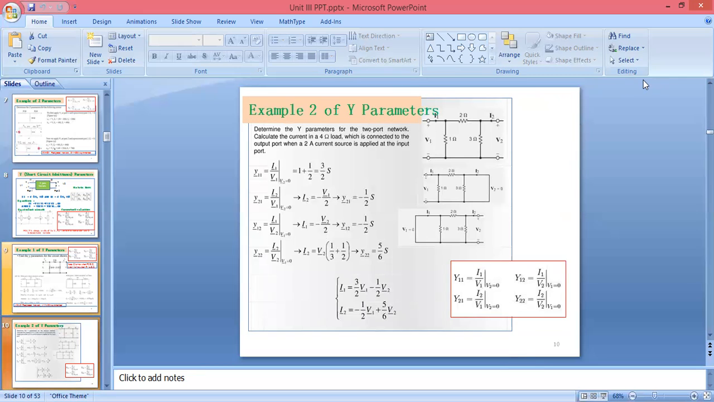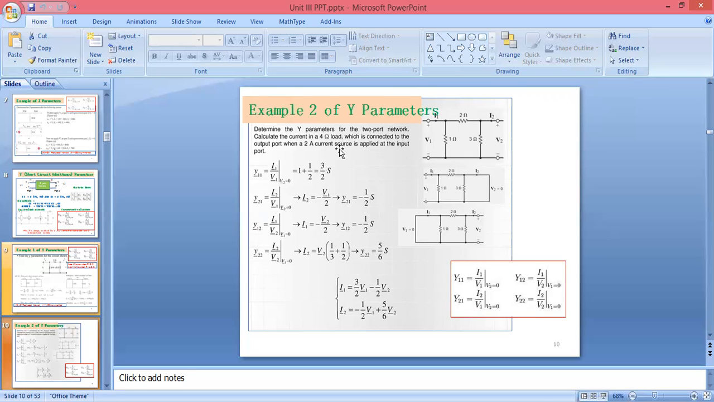Example 2 for the Y parameters. Determine Y parameters for the two-port network. Calculate the current flowing through the 4 ohm load. They have not given the load here. You are supposed to connect a load and consider its value as 4 ohm, because they have given that it is connected to the output port 2.